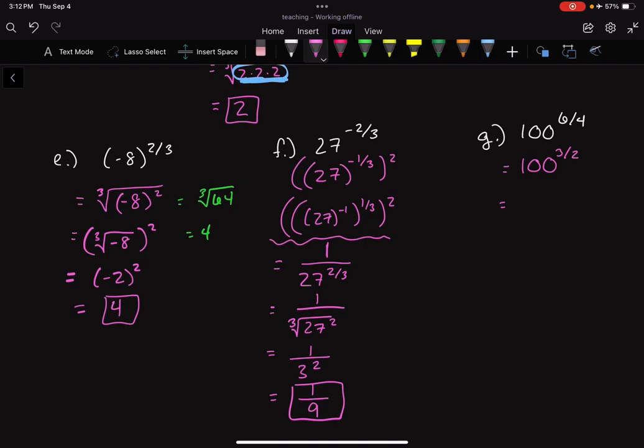And then we can write this with a radical, so it'd be the square root of 100 cubed. But again, I can do the root first to make it smaller. So the square root of 100 is 10, and then cubed would be 1,000.